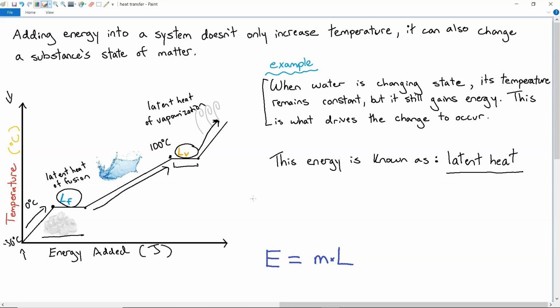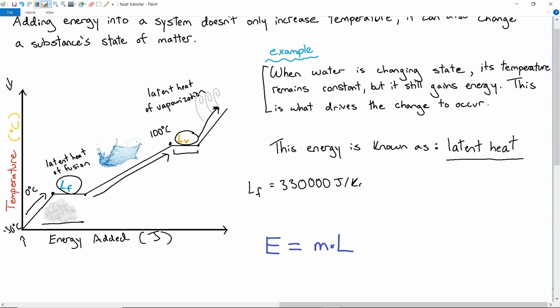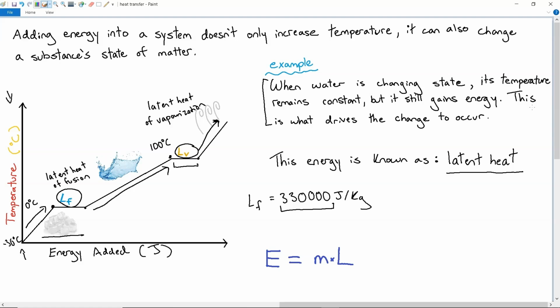For example, when we're talking about going from solid ice to liquid water, the latent heat of fusion has a value of 330,000 joules per kilogram. So you can see this is quite a lot of energy to change a kilo of ice into liquid form. And usually when you're asked to solve for the amount of energy required for this change in the state of matter, you're going to be given this value of latent heat of fusion or vaporization. And the way we solve this is we take our latent heat value and we're just going to multiply it by the mass of whatever object or substance we have.